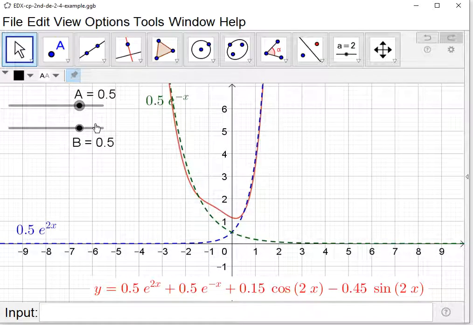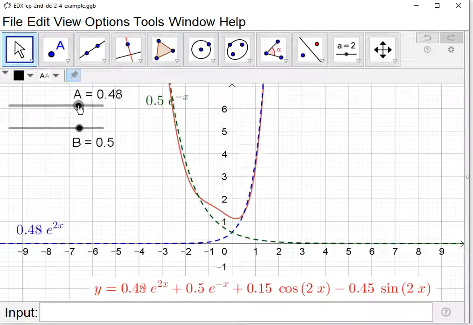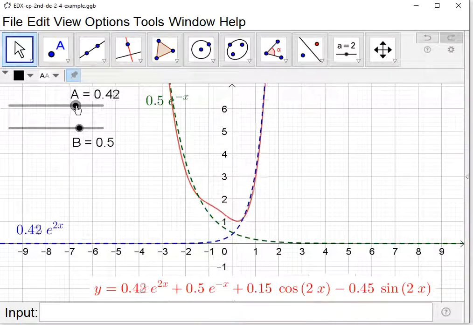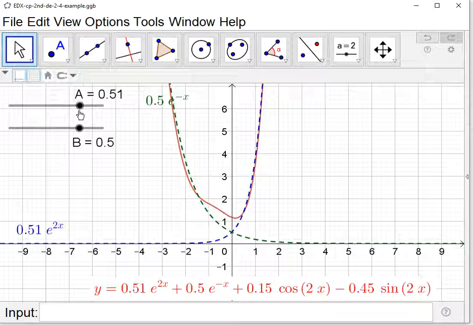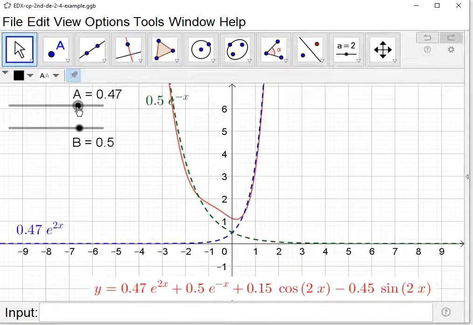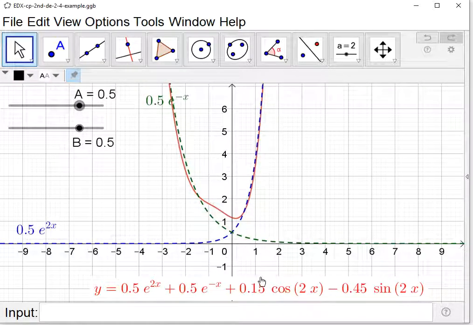So here we can see some interesting characteristics. At the moment I've set the coefficients, the a and the b, both equal to a half, and I can control both of those coefficients. One of the interesting things to notice here is that as x gets bigger and bigger, the dominant term becomes this half e to the 2x, and you can see the red solution getting closer and closer to this blue exponential, which is a half e to the 2x, as x tends to infinity.